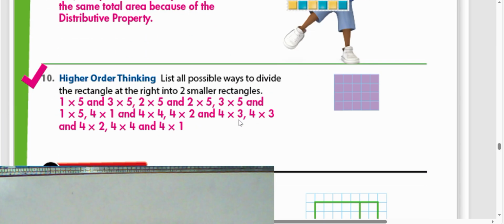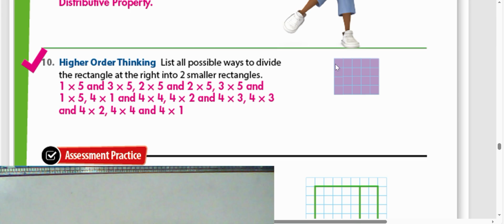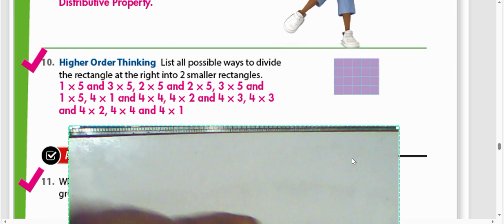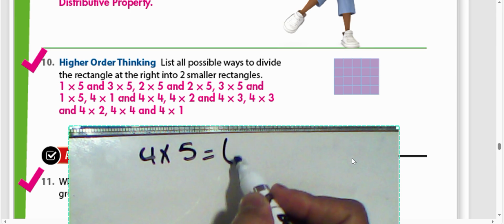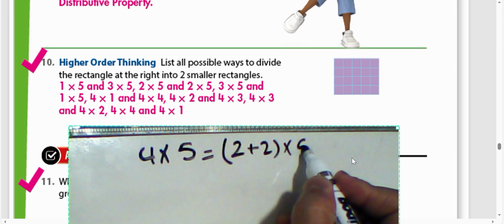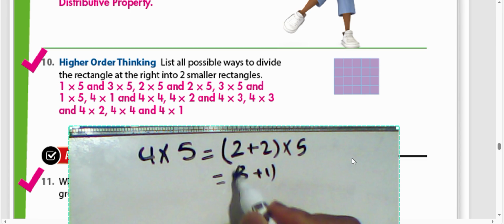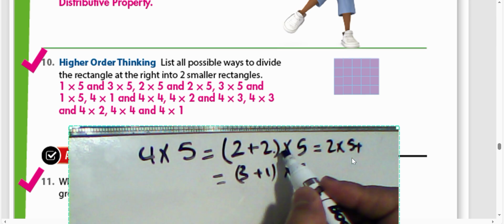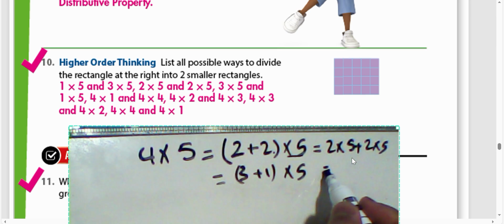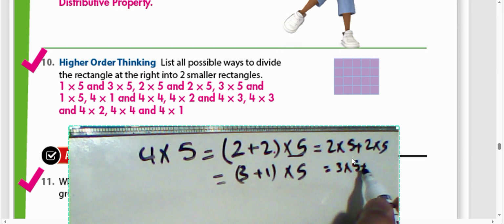Next question, higher order thinking. Like this, list all possible divisions. We have lengths and widths. Lengths 1, 2, 3, 4, 5. 5 times 4 is 20. We can divide it like this. Look here. We have 4 times 5. We can use distributive properties. 4 equals 2 plus 2, times 5. Or we can write 3 plus 1, times 5. And then write 2 times 5 plus 2 times 5. And also write 3 times 5 plus 1 times 5. And then collect together.